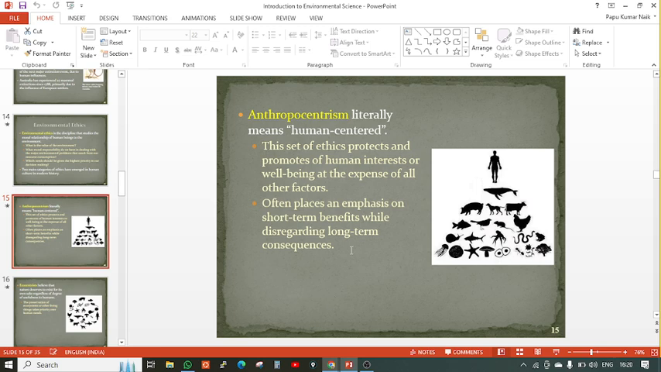So anthropocentrism is human centered. We are utilizing natural resources, or everything from nature, for the benefit of only humans, not other organisms. That is called anthropocentrism. We do activities only on behalf of human benefit. That kind of mindset is called anthropocentrism.